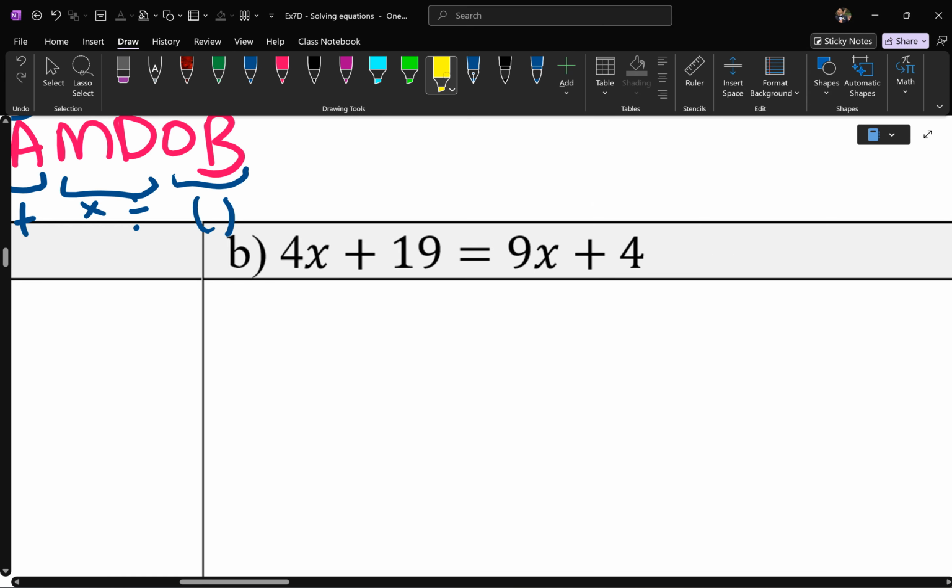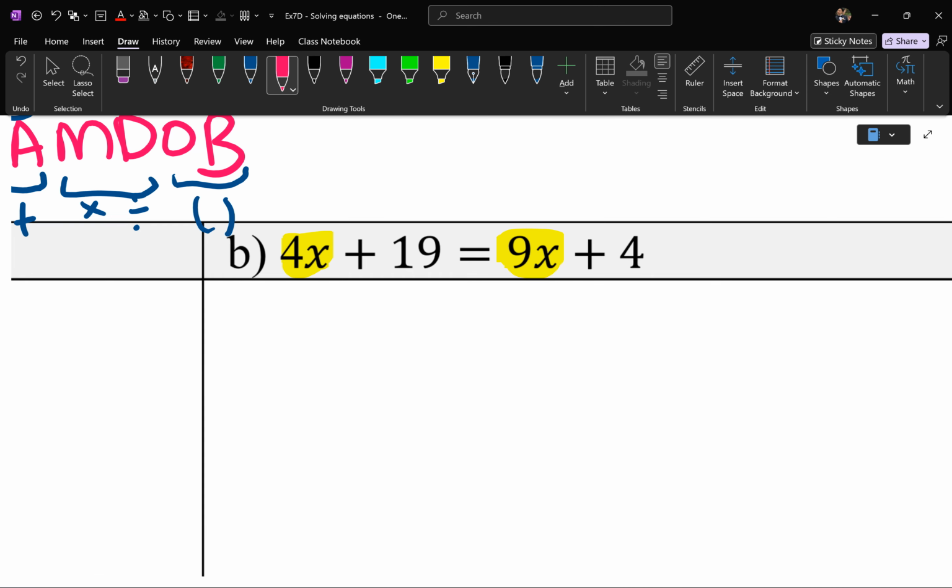2 x's. I've got a 4x. I've got 9x. Which one should I take away first? 4x because it's smaller. So this one is a positive 4x. I then say take away 4x because that's the opposite of positive 4. But what if you do one side? You must. So I minus 4x on this side.